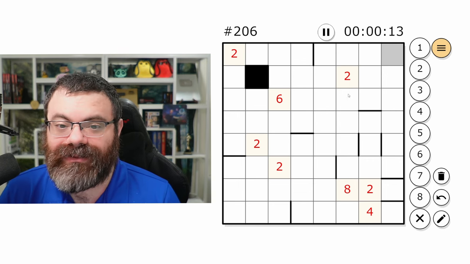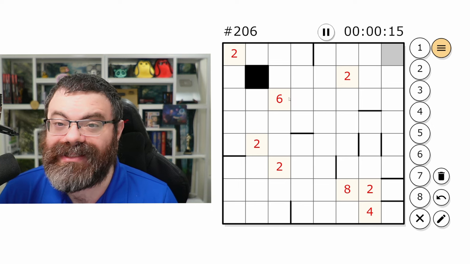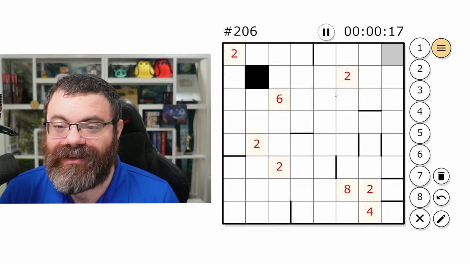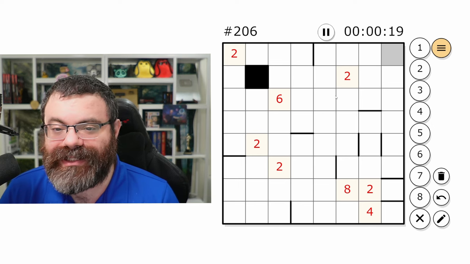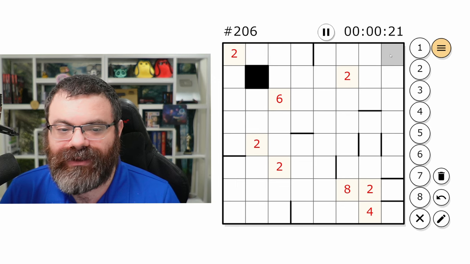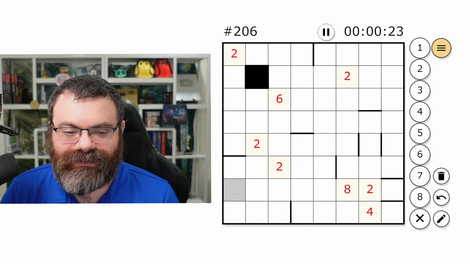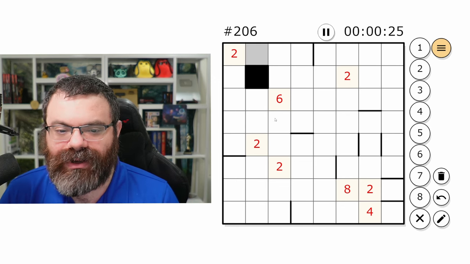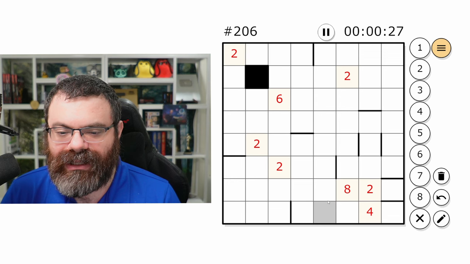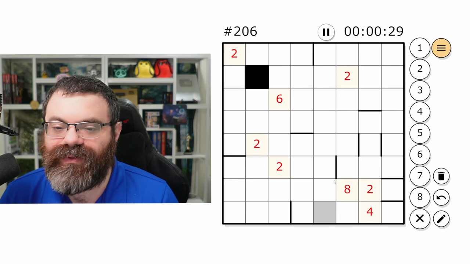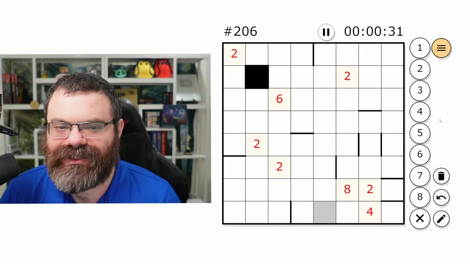And each segment, whether it's a row or column segment, has the digits 1 to n exactly once each, where n is the length of the segment. So we need 1 through 4 here, 1 through 4 here. We need 1 through 5 here, 1 through 3 here, etc. A row or column that is completely open has 1 through 8. All right, I'm going to get started.